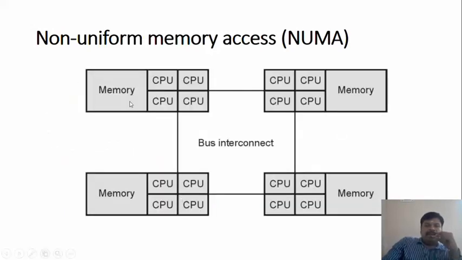See here, we have allocated memory to a bus interconnect. These 4 processors will have a memory, these 4 processors will have a memory, these 4 processors will have a memory, and these 4 processors will have a memory, and each unit is bus interconnected. So all the memories are allocated for each and every processor. So the local memory will be faster than the remote memory.